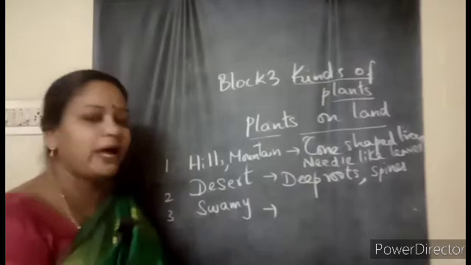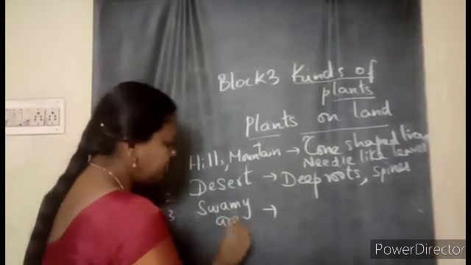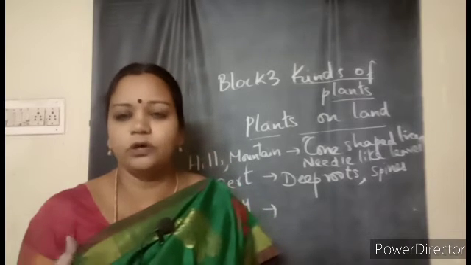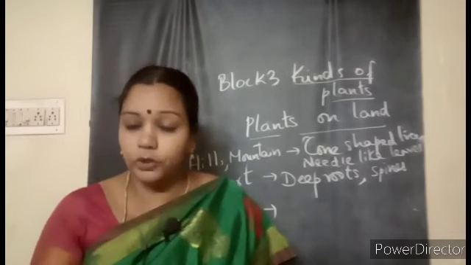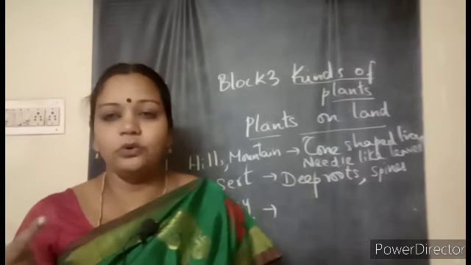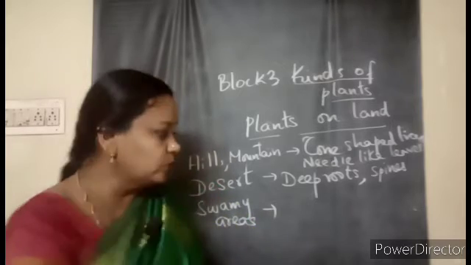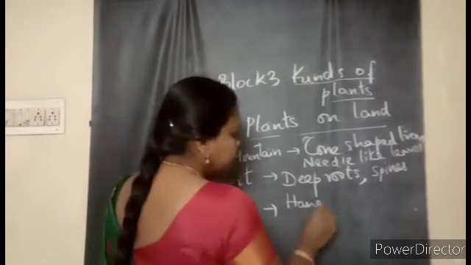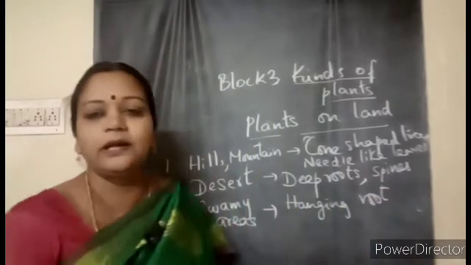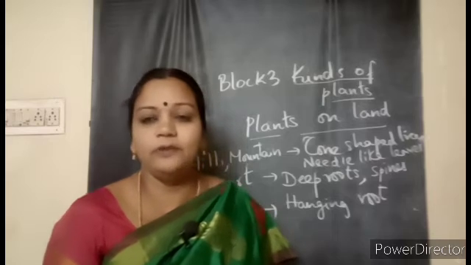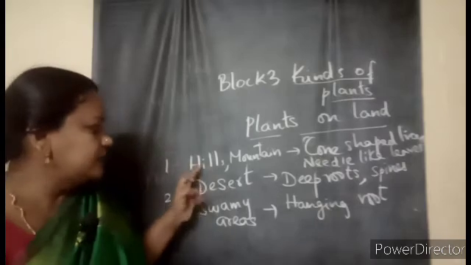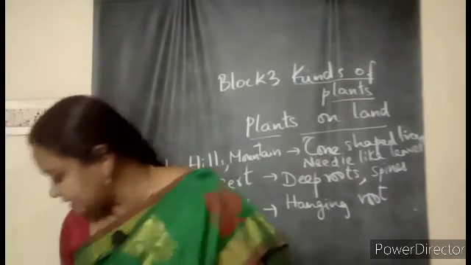And when we talk about the swampy areas, the soil will always be filled with water. As the soil is filled with water, the roots cannot get the air. So you can see the mangrove, they are called mangrove trees. The roots will be hanging roots. They'll have hanging roots, or the roots will be seen outside the soil, and this will help the plant to breathe the air from the atmosphere. Yes, children. So hills, deserts and swampy areas we have discussed.